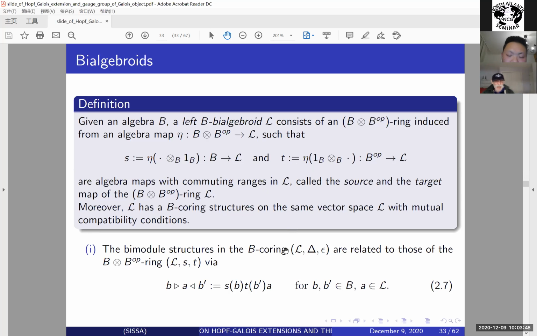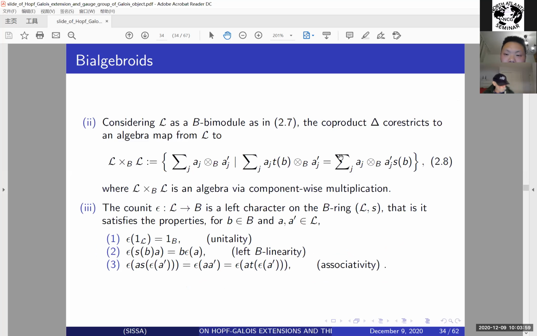First, as a B-coring, the bimodule structure on L can be given by the source and target maps by multiplication on the left-hand side of L. And second, the coproduct is an algebra map from L to the Takeuchi product of L times L, where the Takeuchi product is a sub-collection under the restriction of 2.8. Takeuchi, sorry, the pronunciation was not correct. And this algebra is given by multiplication component-wise.